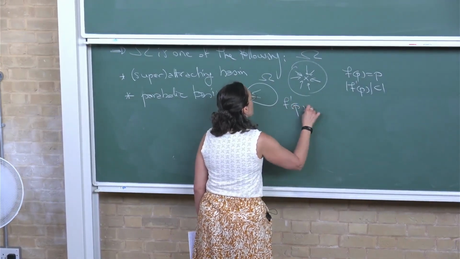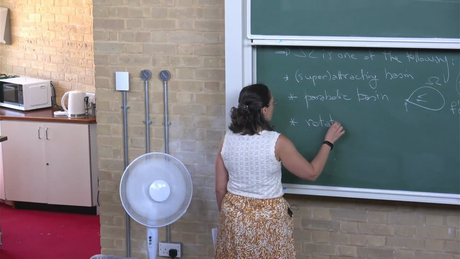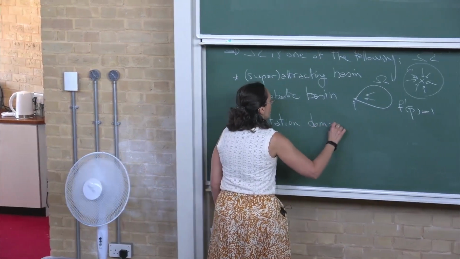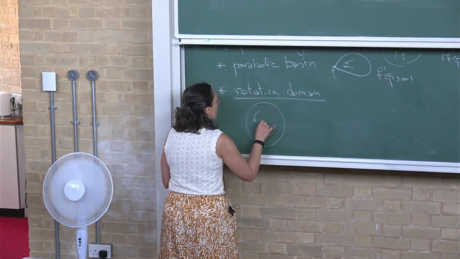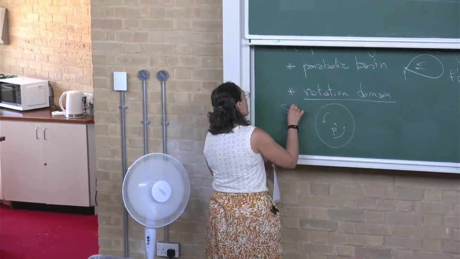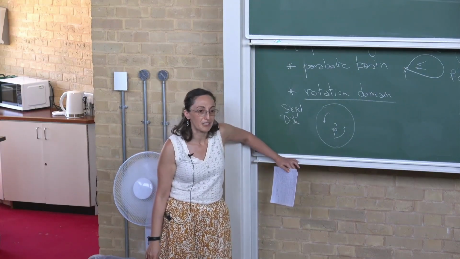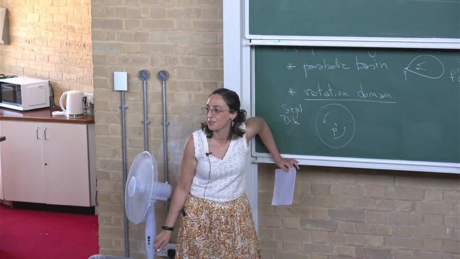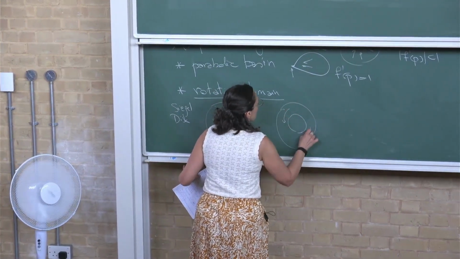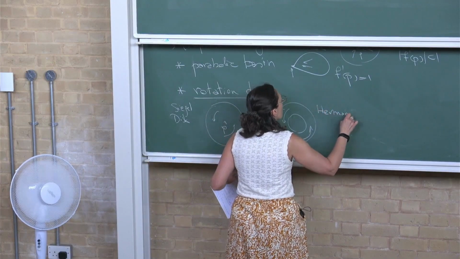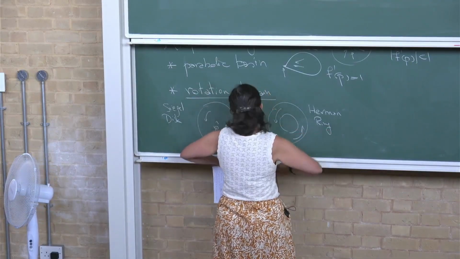And the derivative, you can prove that in this case is 1. Or you're going to have a rotation domain, which could be simply connected, the Siegel disk. Well, we've been hearing about Siegel disks yesterday, so maybe I don't need to remind what a Siegel disk is. Or it could be doubly connected, and it could be a Herman ring.